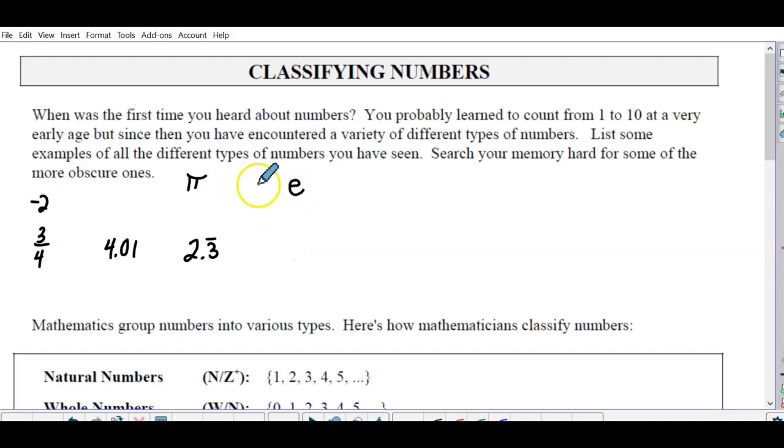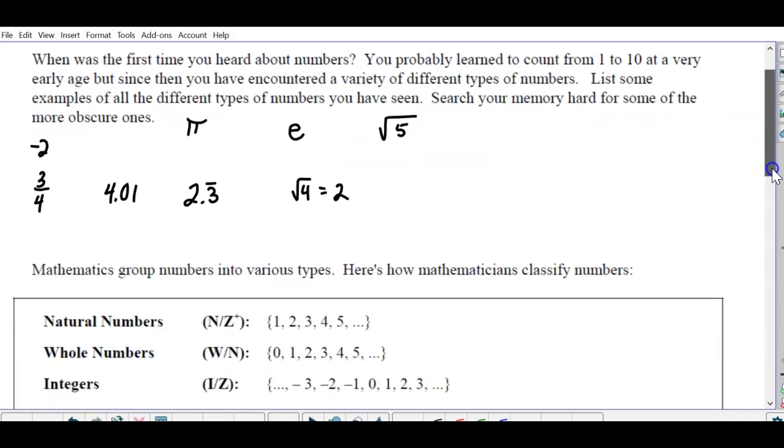Now, speaking of irrational, square roots too. So square root of 5, for example. Square root of 4 is equal to 2, so that is not irrational. These three are irrational. These are all rational, and that's what we're going to get into in this lesson.